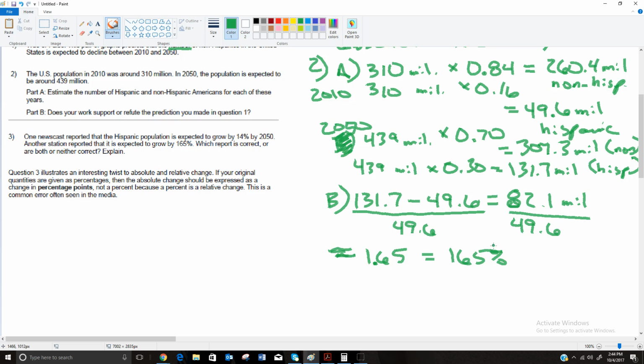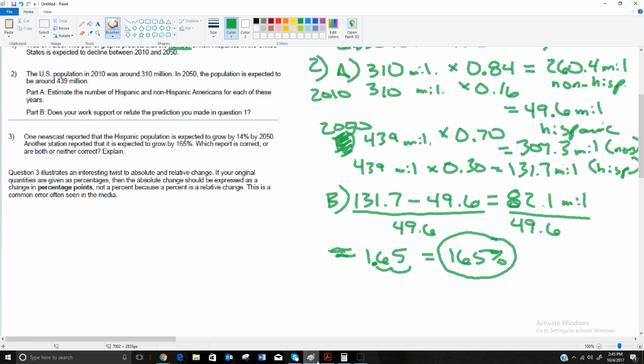Now, over 100% means that it's more than doubling. A 100% increase means it's gone from where it was to 200%. So from 100% to 200% would be doubling it. So in this case, we're more than doubling, which fits here, because this is, again, roughly 50. A 100% increase would be going to almost 100 million, but we've gone beyond that. So that's where we get that 165%, because this comes out to be 1.65, and then we shift the decimal 2 spots to get our percentage.